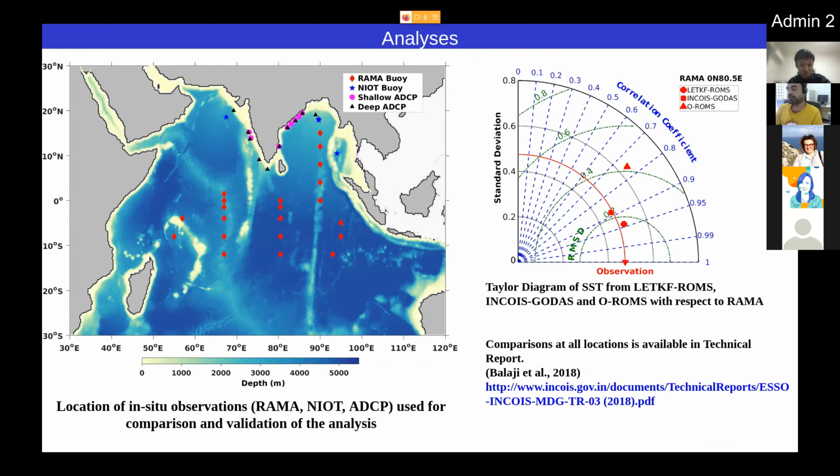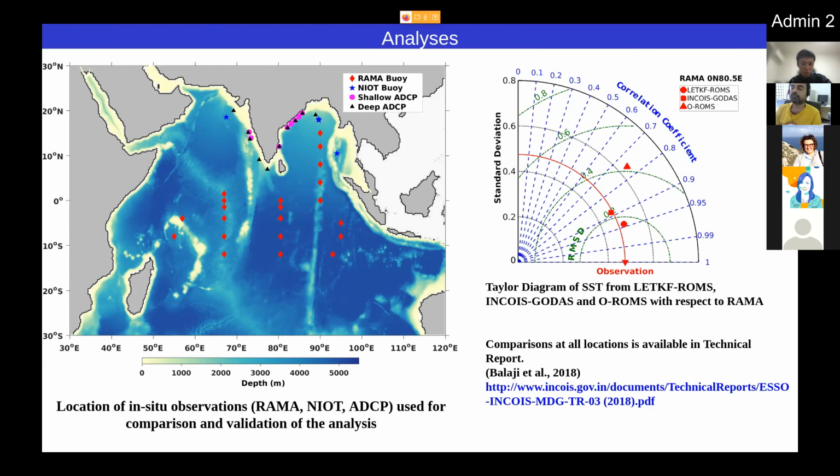So this is one of the analyses. I will not show you a lot of the analysis that we have. For more, there's a technical document over here that you can always browse through. On the left-hand side, I'll show you all the RAMA buoy locations and the buoys and ADCPs that we have, and one of them somewhere at the equator.